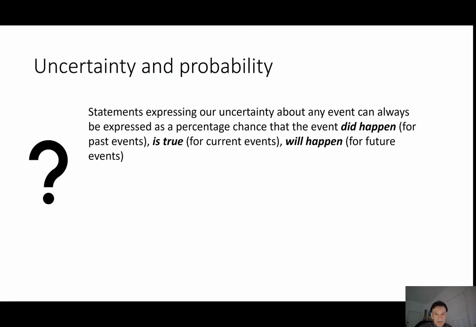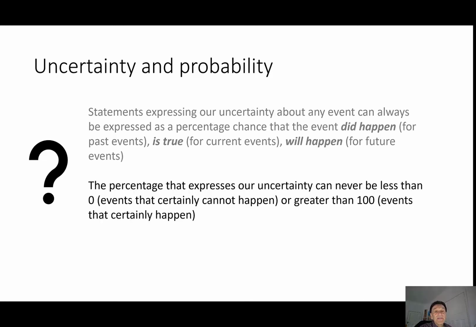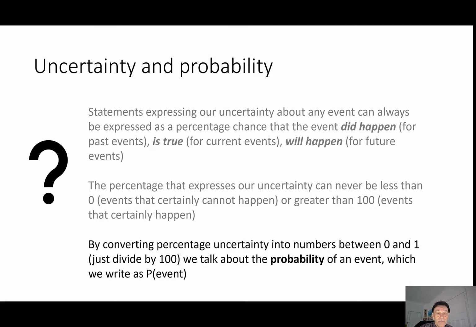Statements which express our uncertainty about any event can always be expressed as a percentage chance that the event did happen for past events, is true for current events, and will happen for future events. The percentage that expresses our uncertainty can never be less than 0, those are events that certainly cannot happen, or greater than 100, those are events that certainly happen. And by converting percentage uncertainty into numbers between 0 and 1, just by dividing by 100, we talk about the probability of an event, which we write as P of the event.